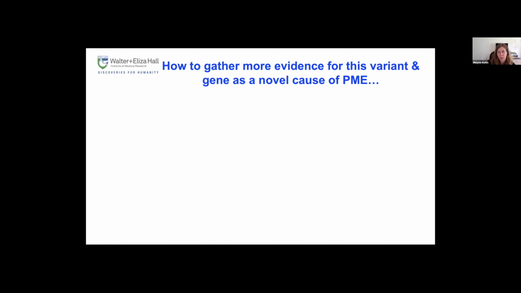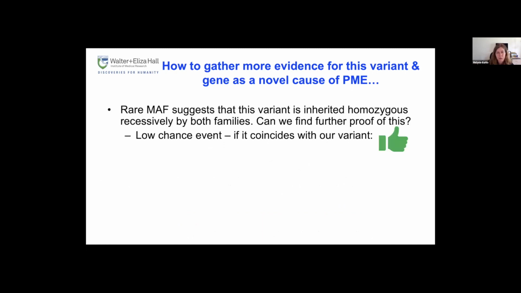So we would like to gather more evidence for this variant and gene as a novel cause of PME. The rarity suggests this variant is inherited homozygous recessively from both parents. Can we find further proof of this? If we can find statistical proof of this, and this is a really low chance event, and if this information coincides with our variant, that would really pump up the significance and the likelihood that this variant is indeed the causal one, because we're putting together two kind of separate lines of evidence.